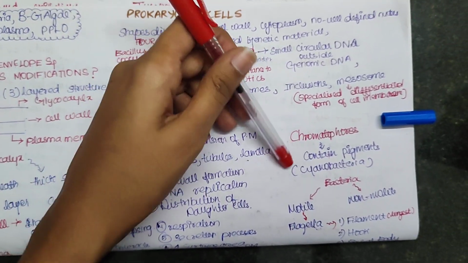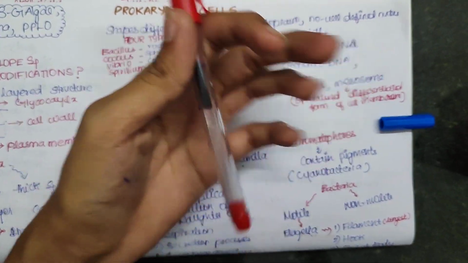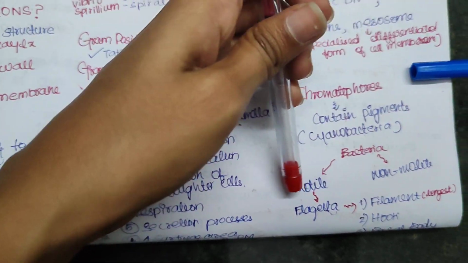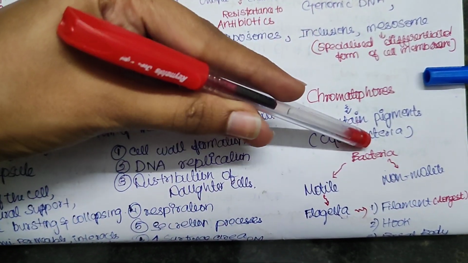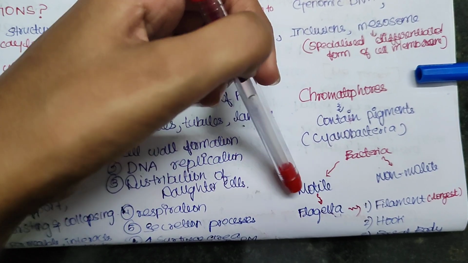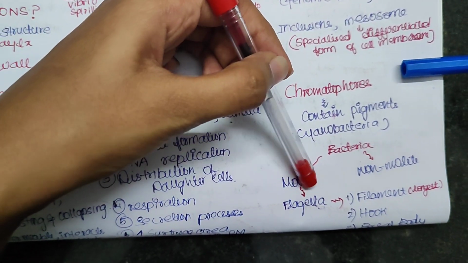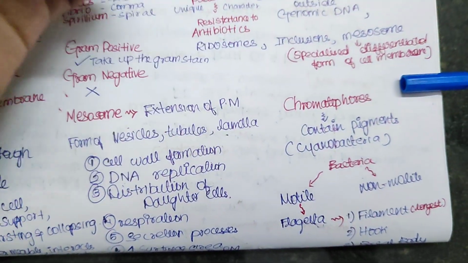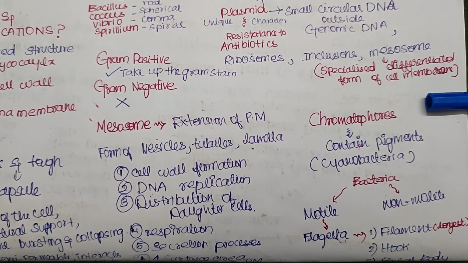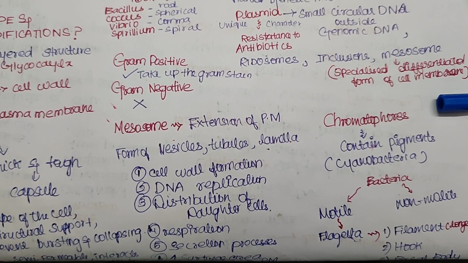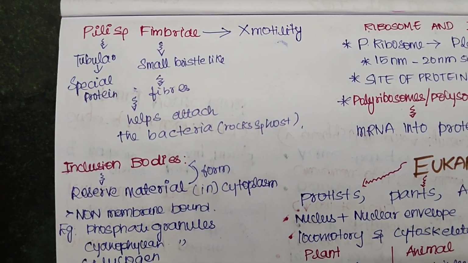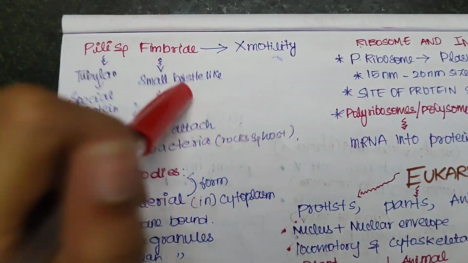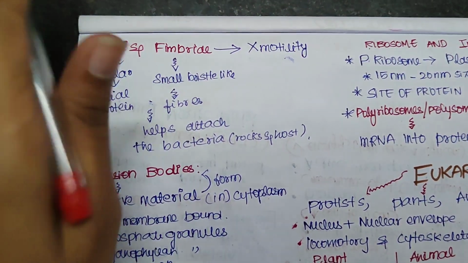Now if the bacteria is motile, it will contain a specialized structure called flagella. So the bacteria can be either motile or non-motile. If it is motile, it contains flagella, and this flagella has three parts, which are filament, hook and basal body. Among these three, the filament is the longest structure. Apart from the flagella, we have some structures called pili and fimbriae, but these don't help in motility. Only flagella will help.